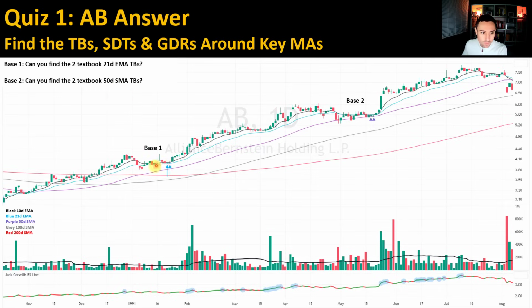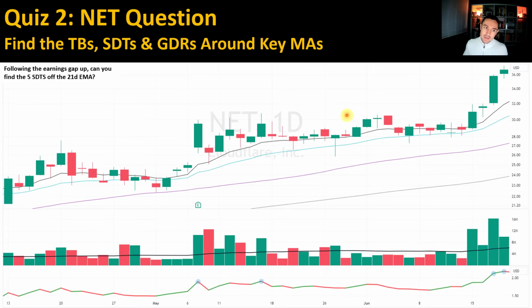So base 1, where are the textbook 21-day EMA trigger bars? Right there, right there. 50-day, right there, right there. And there's a little gap down reversal bar before them as well. Nice little kind of shakeout demand tail there as well. Let's go on to question number 2. Nice and easy one, okay?